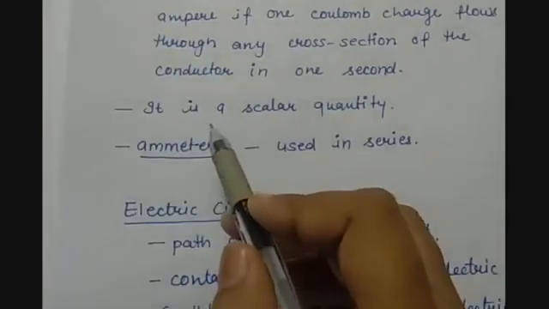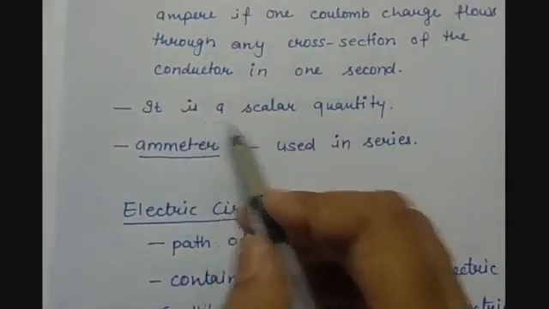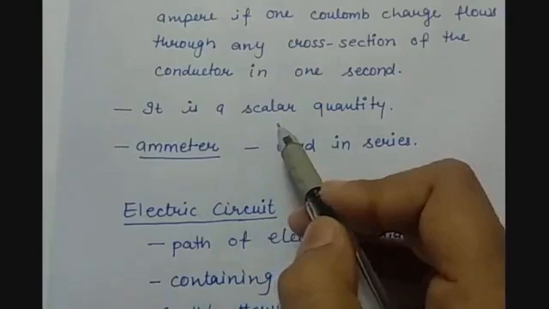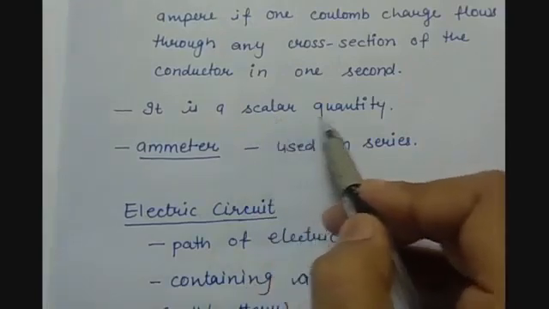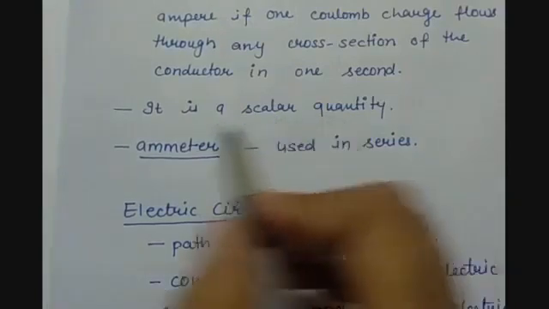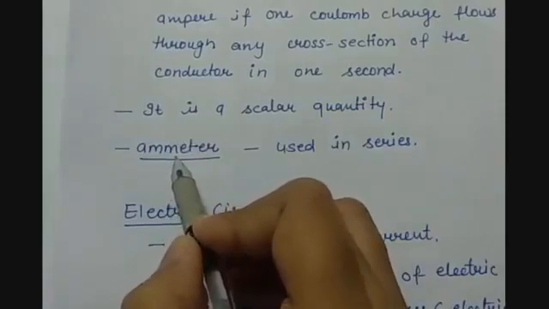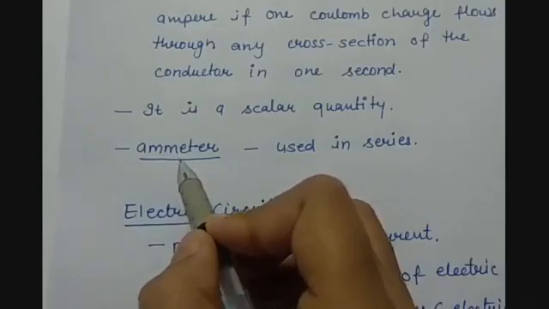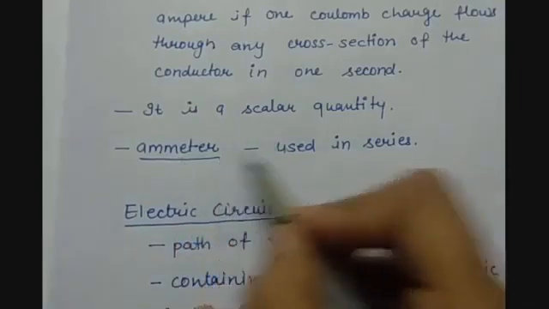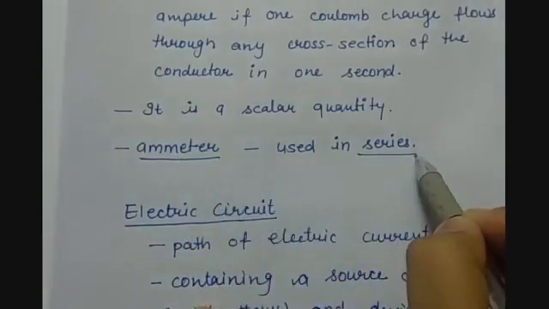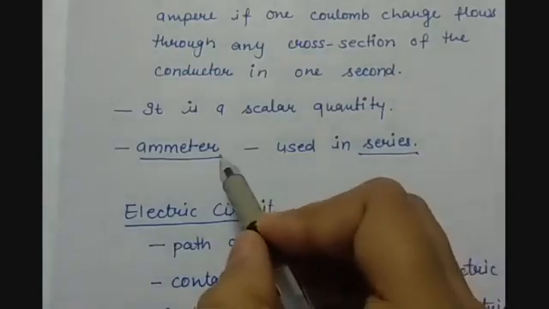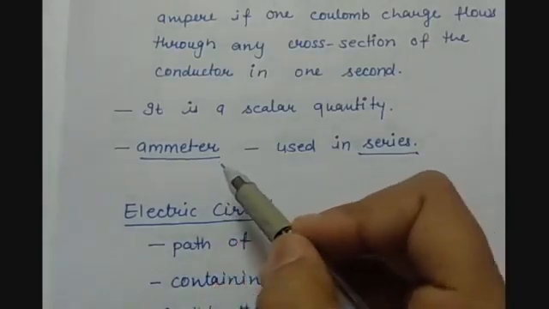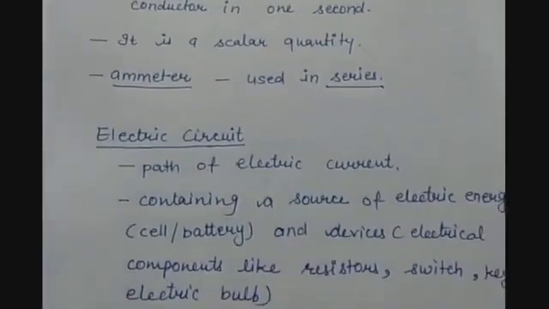Current, as this is just a net flow of charges, is a scalar quantity. An ammeter, which is a device used to measure the electric current, is connected in series in an electric circuit to measure the current. Then we have electric circuit.